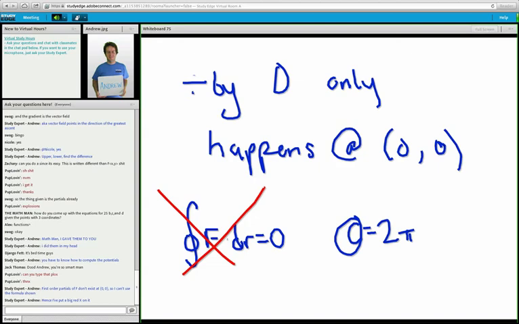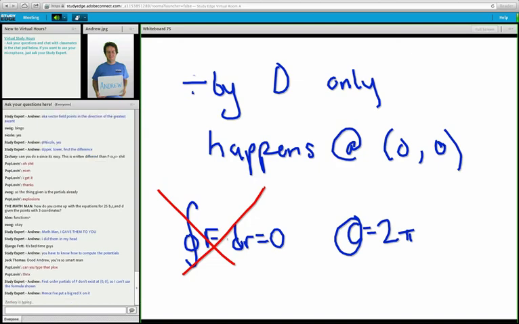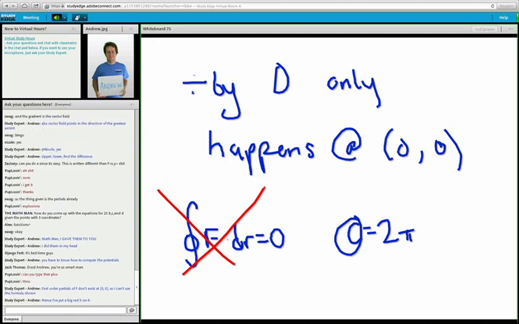Part D says, what is the value of the integral of f dot dr over a simple closed curve that does not enclose the origin? Well, any other simple closed curve that does not enclose the origin won't enclose 0, 0, and so we should expect the line integral of f dot dr over that closed curve to be 0. Good?